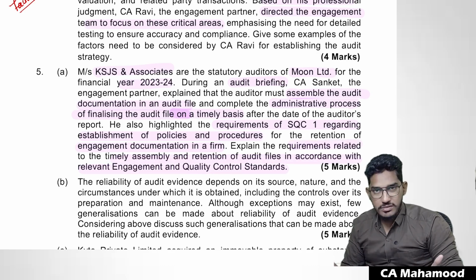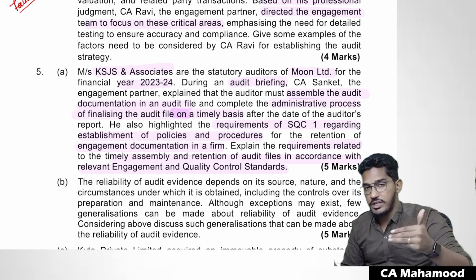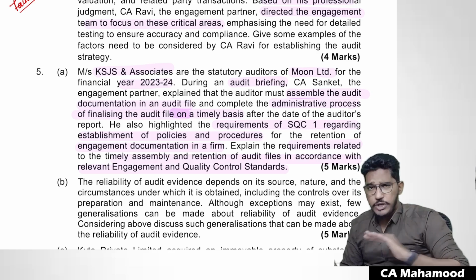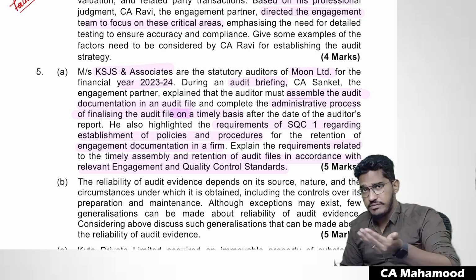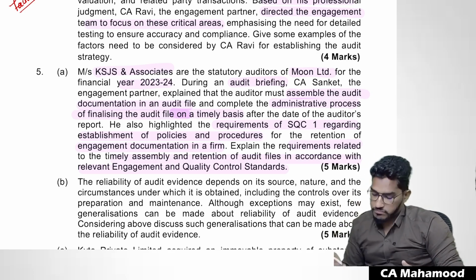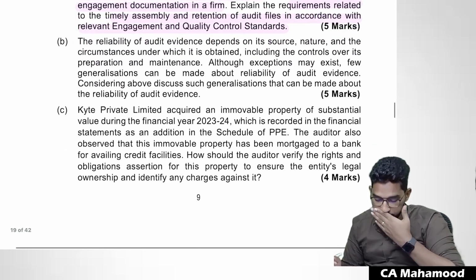Do you want me to explain this? Very simple, no? Assembly of audit files, 60 days from the date of audit report. It involves administrative activities. Once you have assembled, you should not delete or discard. You have to store it safely for a period of 7 years from the date of auditor's report or group's audit report, whichever is later. The same thing you are supposed to write.